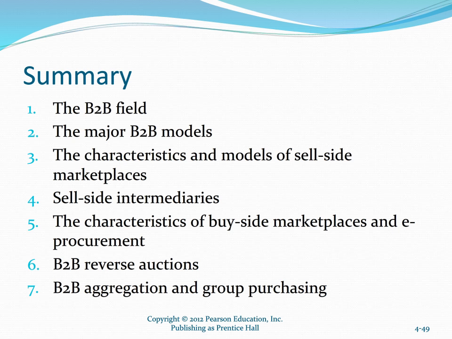We talked about the characteristics and models of sell-side marketplaces. We talked about sell-side intermediaries. We talked about the characteristics of buy-side marketplaces and e-procurement. We talked about reverse auctions, and we'll talk about that a little bit more later on in the book, as a way for buyers to get sellers to negotiate the price down for goods, which is great in terms of trying to get the cheapest price for exactly what you want. We talked about B2B aggregation and group purchasing.